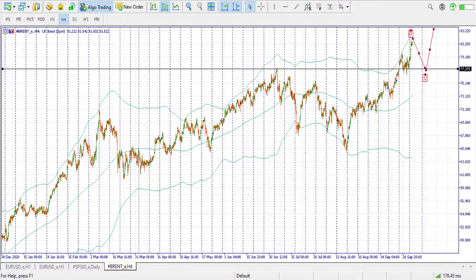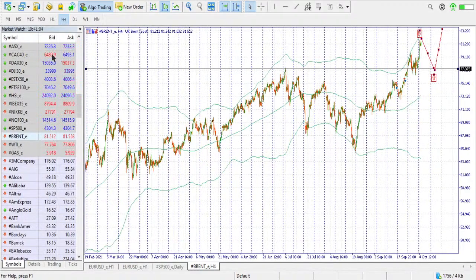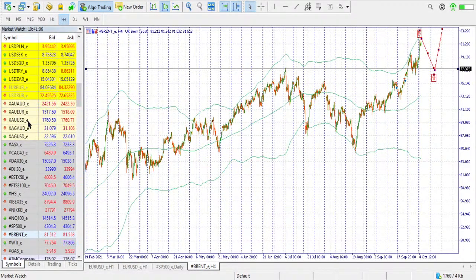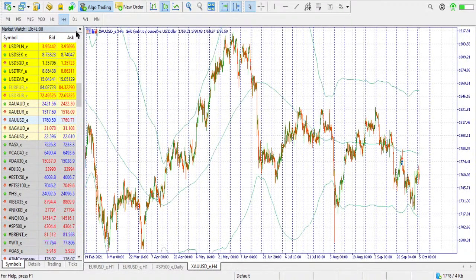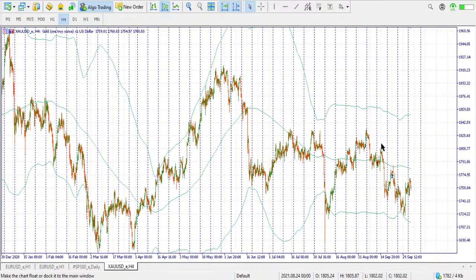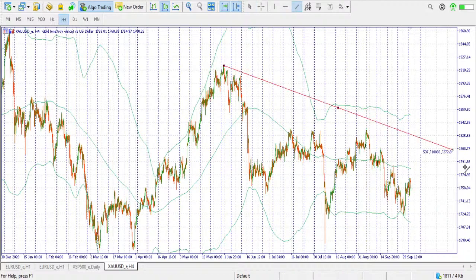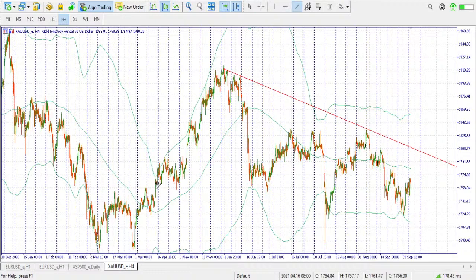The next symbol which I want us to look at is gold. So with gold so far, it looks like the price is very much to the lower side. It looks like the price is bearish, but we do have a trend line here which is likely going to be used as a sell place. We do have that trend line, and then we have a supportive trend line here.